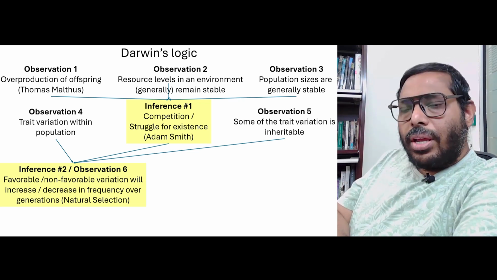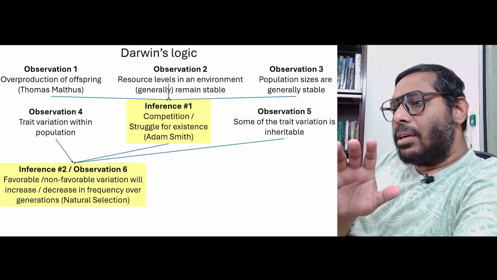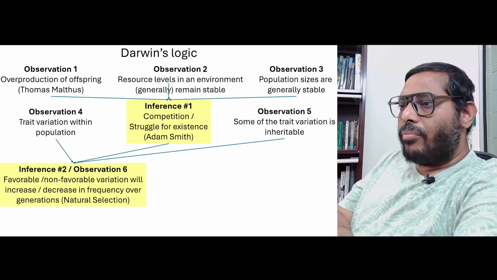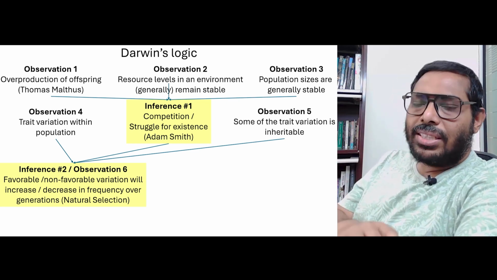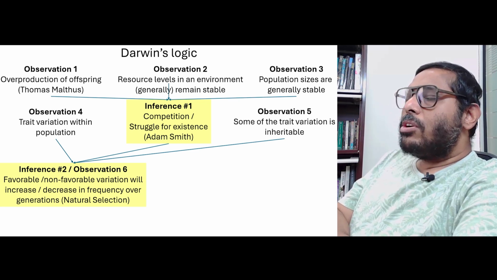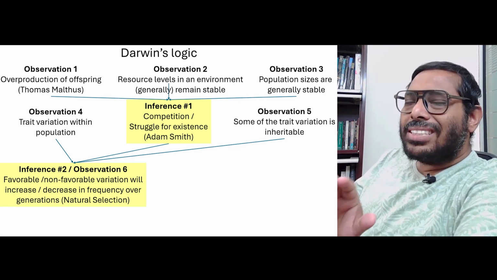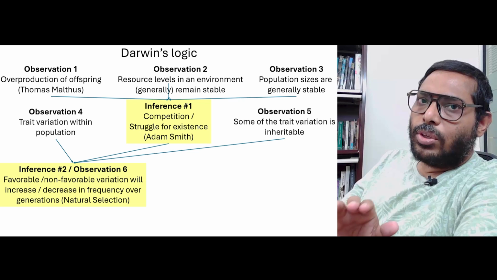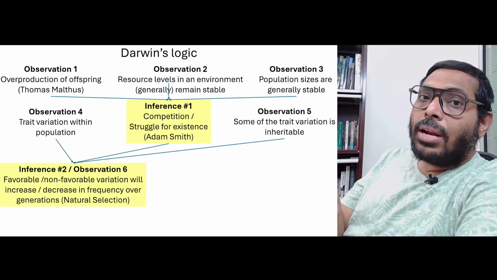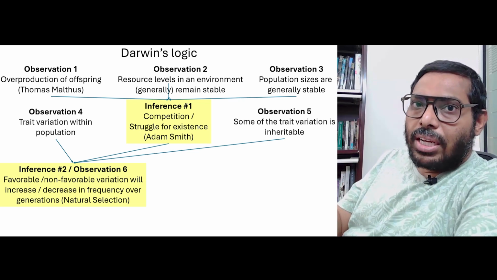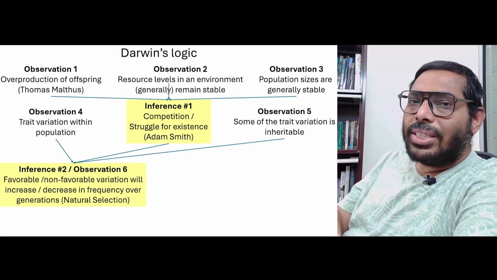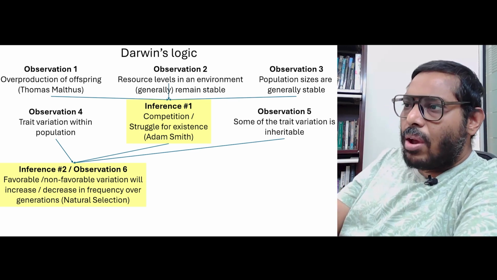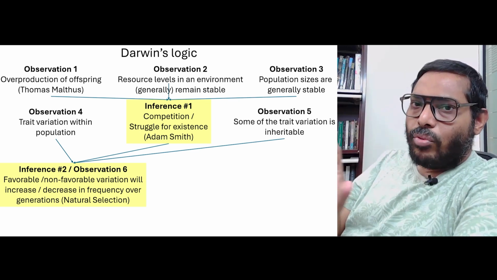Now, note over here that Darwin explicitly framed this in terms of competition and struggle for existence and survival of the fittest, but today we know that these conditions are not necessary conditions for natural selection to happen. So, when we look at the topic of natural selection, we are going to discuss in what other ways natural selection can happen, but right now I am just sticking to what Darwin was saying.